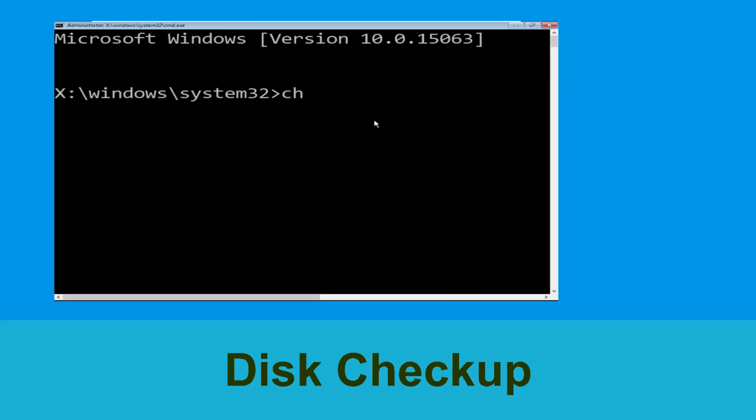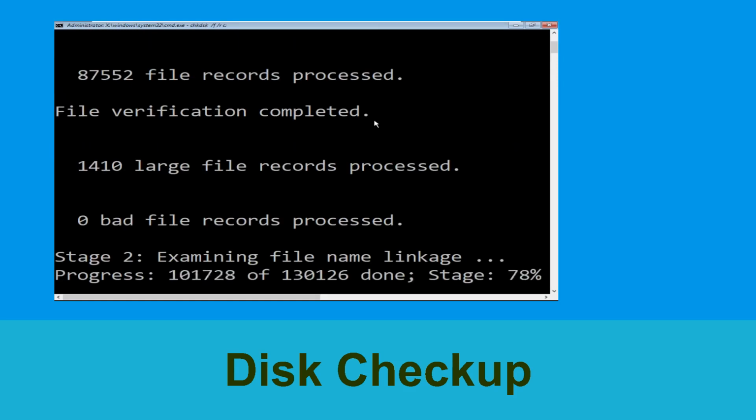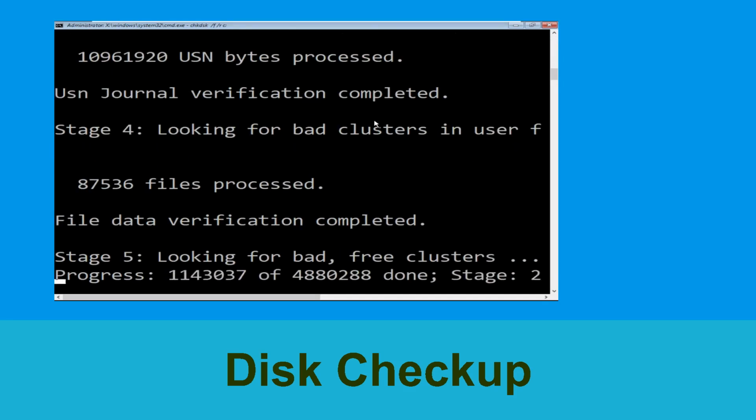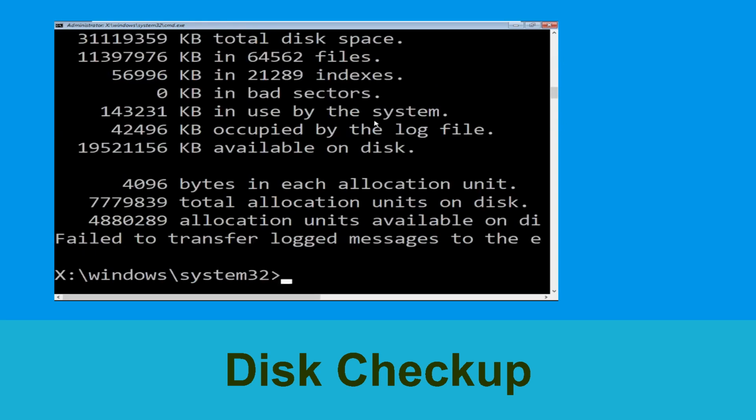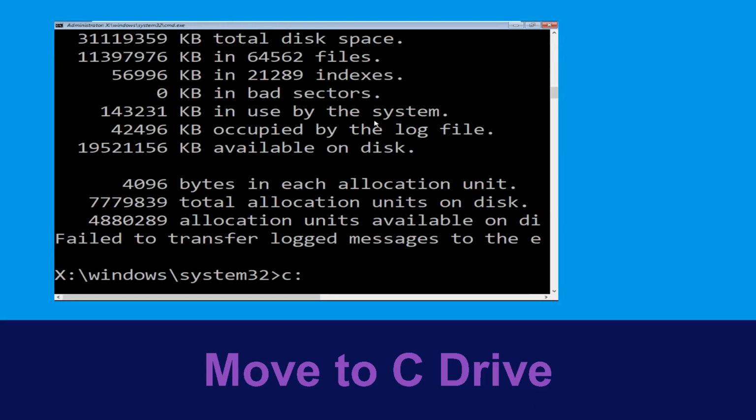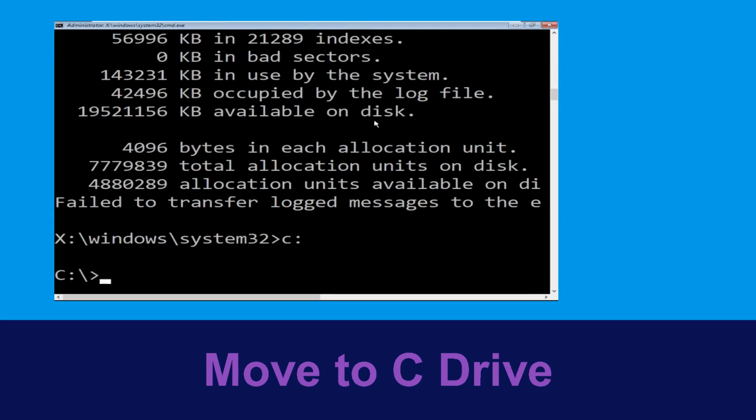Type chkdsk /f /r c:, and hit enter to execute the command. Now wait for some time to complete the process. Once done, move to the next step. Type c:, then hit enter.